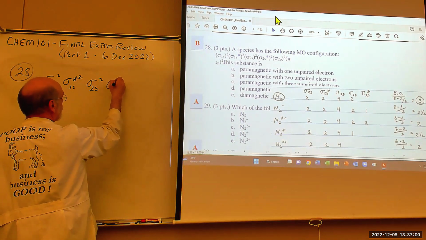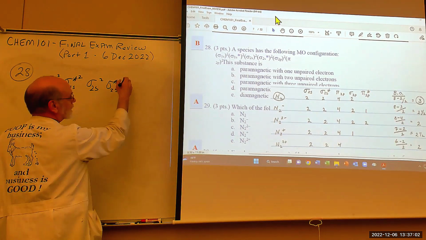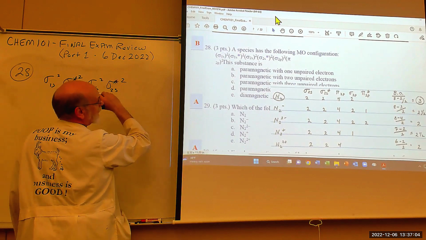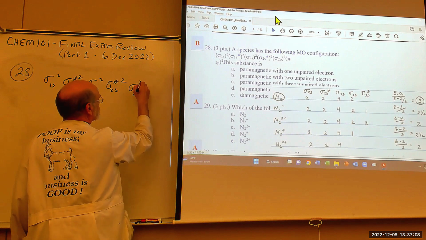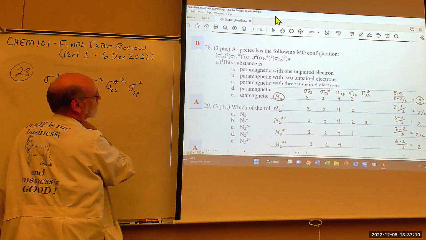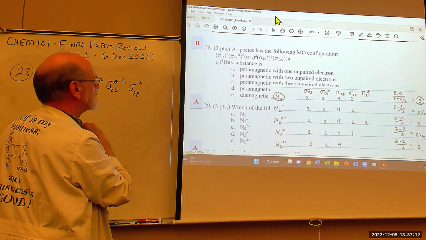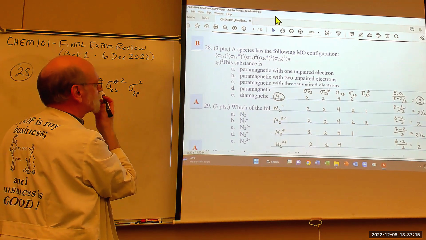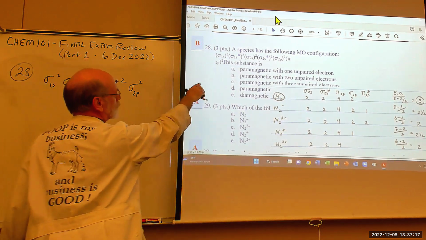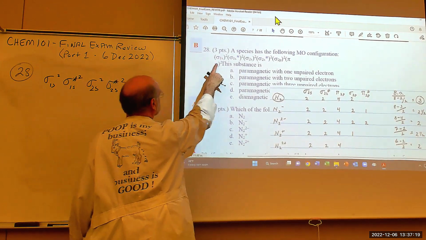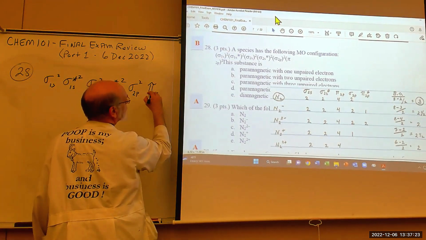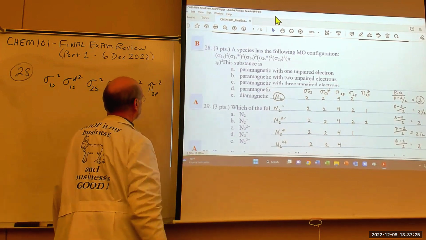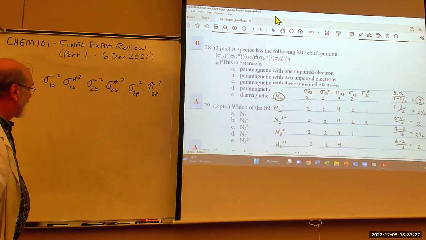We have a sigma star 2s with 2. We have a sigma 2p with 2. And oh, something's got chopped off. Oh, it wrapped around right here. That's the problem. So this one is a pi 2p with only 2 electrons. Okay.